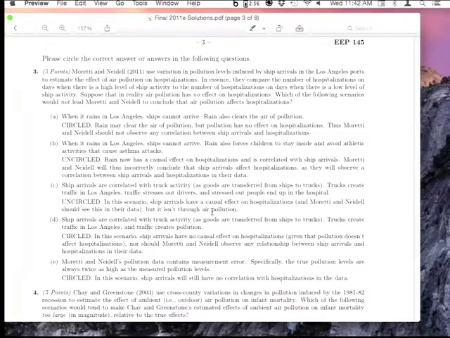To memorize specific details about the paper, but you should sort of understand how they work. And so this is trying to refresh your memory on exactly how the research design works. But it says, in essence, the authors compare the number of hospitalizations on days when there's a high level of ship activity to the number of hospitalizations on days when there's a low level of ship activity.